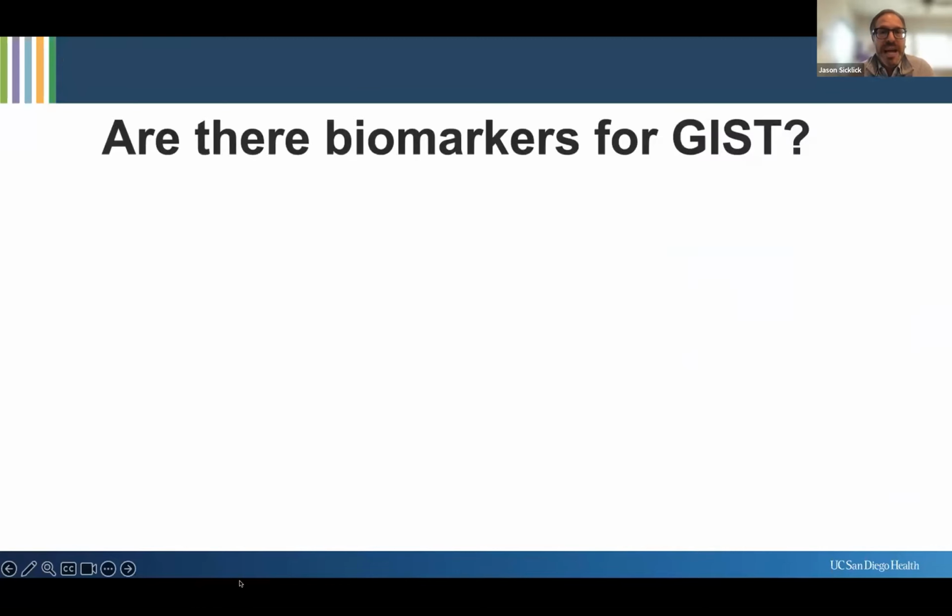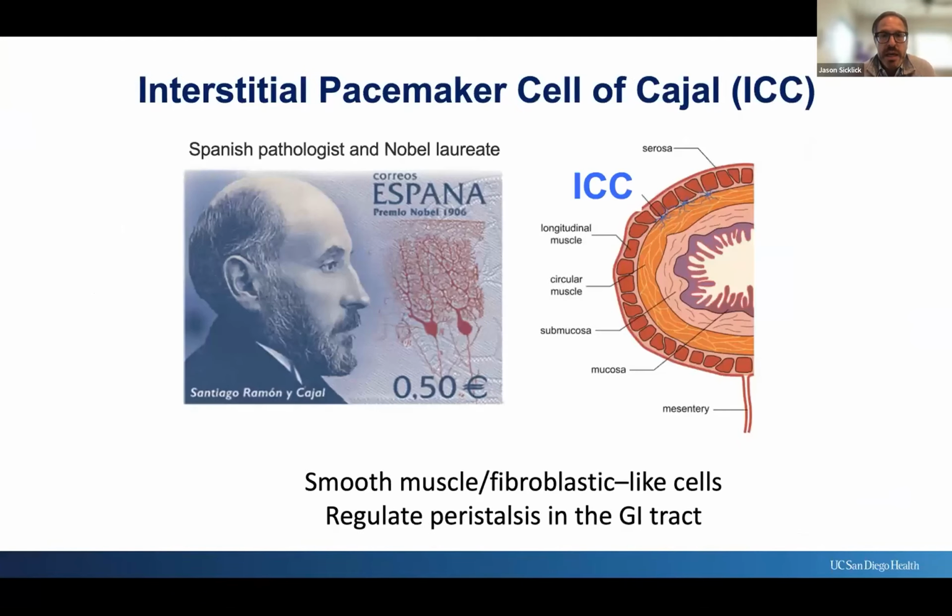So the first question we ask is, are there biomarkers for GIST? Just a little bit of background. We know that the interstitial cell of Cajal, or the pacemaker cell of the GI tract, is believed to be the source of cells that give rise to GIST. These are smooth muscle type cells and fibroblastic-like cells within the gut that regulate peristalsis, or squeezing of food along the GI tract.